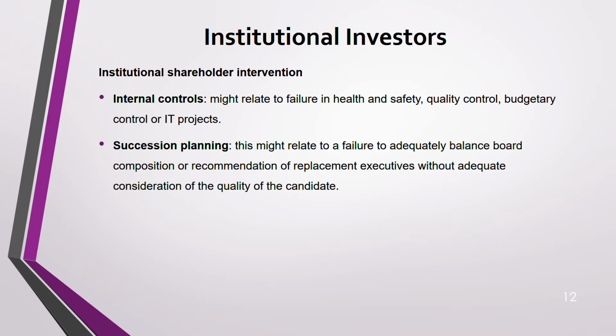Succession planning. Maybe succession planning means when someone is leaving, you have to plan someone in the place of him or her. So if you are failing on how to balance the board composition, then institutional investors will come and recommend. They will do the succession planning for you. Because sometimes it happens that you might be recommending someone based on whom you know. Maybe he or she might not be fit for that role. You're understanding? So, again, it's a failure of succession planning.